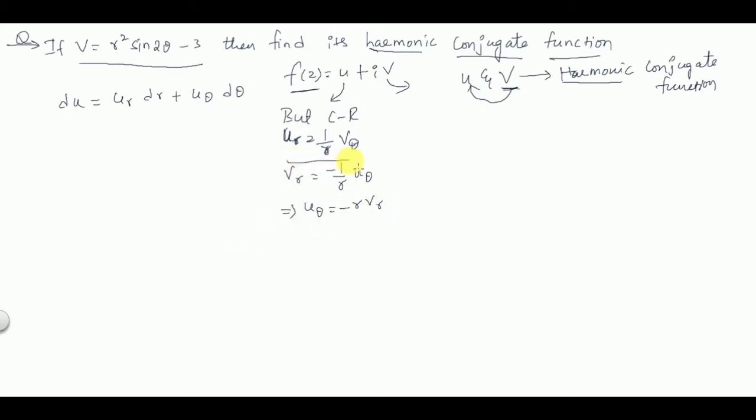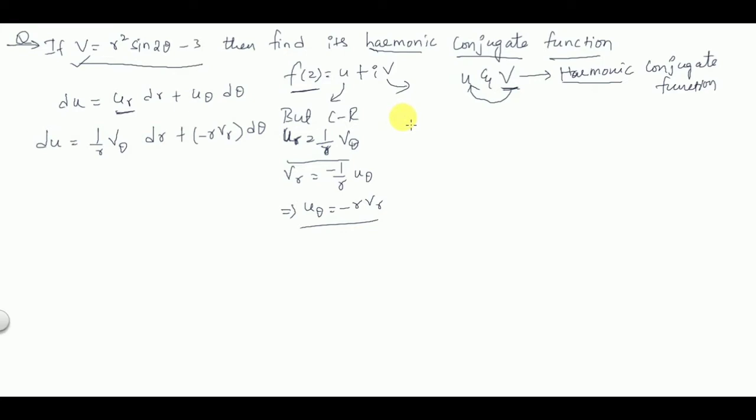Substituting these two equations in this, du can be written as: in the place of u_r you can write 1 by r into v_theta, because we know only the function v here, so 1 by r into v_theta into dr, plus u_theta, and u_theta is minus r v_r, into d theta. So this is what you have to substitute first.